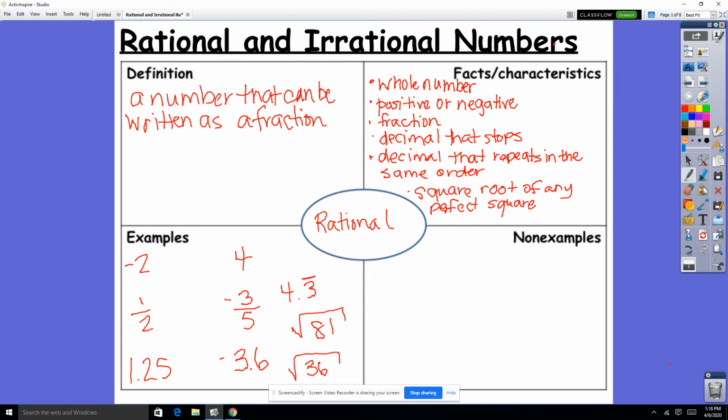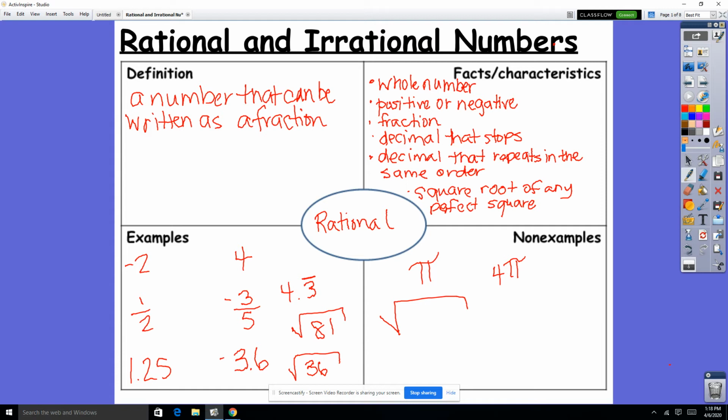Okay, a number is either rational or irrational. It can't be both of them. So the non-examples are going to be irrational numbers. Irrational numbers are numbers that can't be written as a fraction. So anything with pi is irrational. We could have pi, we could have 4 pi. It is any square root that is not a perfect square.